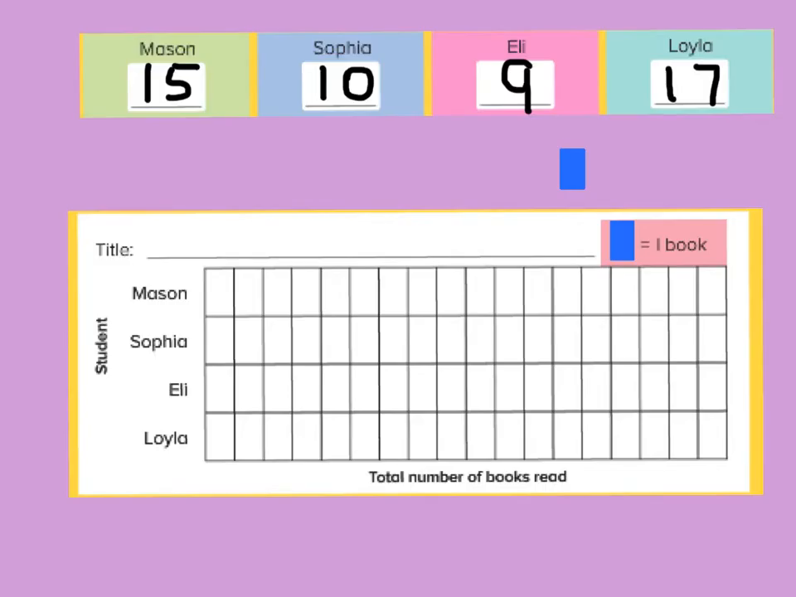Now that I have the total number of books read by each student, I'm going to use this information to complete a picture graph. But first of all, my picture graph needs a title, so I'm going to give it a title now. On my key over here, I have that one book is equal to one blue block. So that's what's going to make my picture for my picture graph, is every blue block that I place on my graph equals one book. Okay, so Mason is our first reader and he read 15 books. So I'm going to put into my picture graph 15 little pictures to represent books that Mason read.